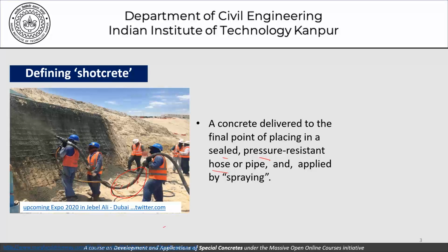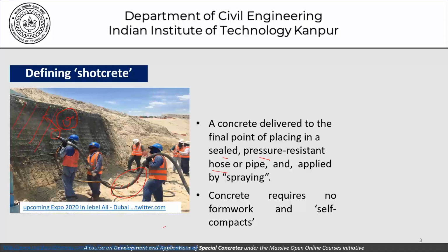So this concrete is being placed on this surface here under pressure, so that when it leaves this place here, it has a certain velocity. How much velocity it has and so on, that's a different story, but it is being placed at this point here through pressure deposition at site. This concrete requires no formwork and self-compacts.